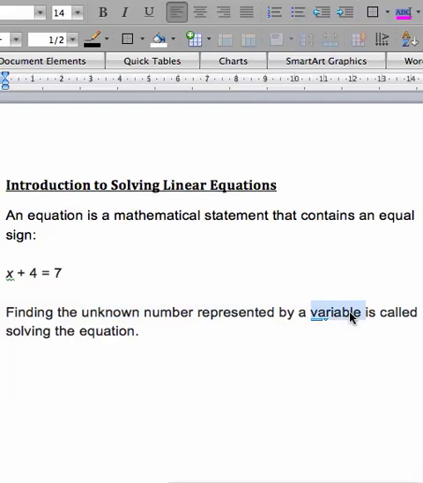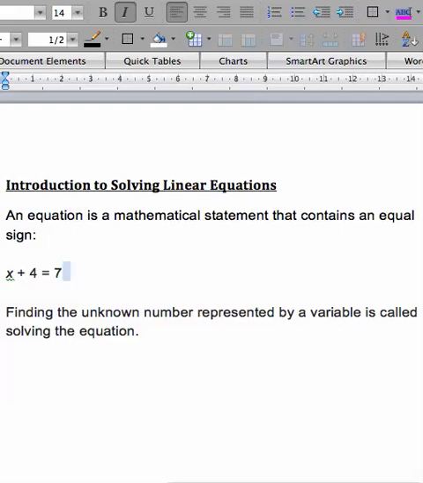And we know variables are symbols that represent numbers, and we usually use letters of the alphabet. In this example, you can see X is being used, and we have to figure out what X is. And when we do this, we are solving the equation. So when the question asks you to solve, you are finding an unknown variable, what number it stands for. Sometimes you can have more than one unknown variable, but at this stage we'll be looking at just one.